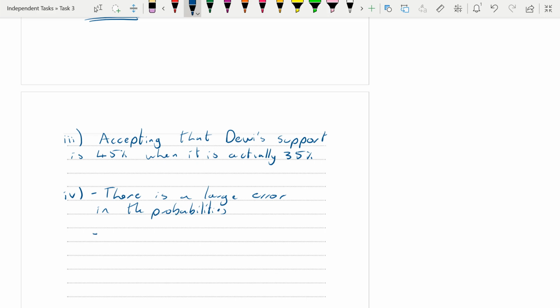Okay, how to improve it is quite often the most really common answer, and it's going to be that it could be improved by taking a larger sample.